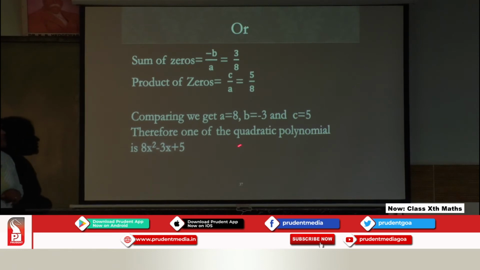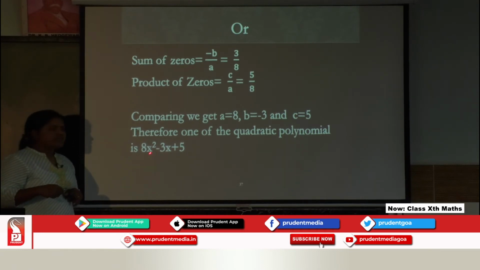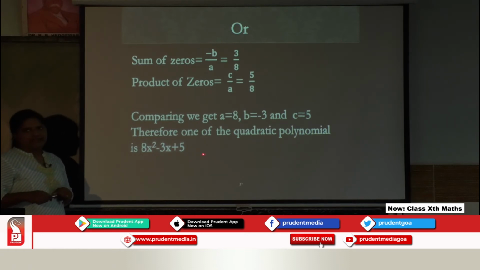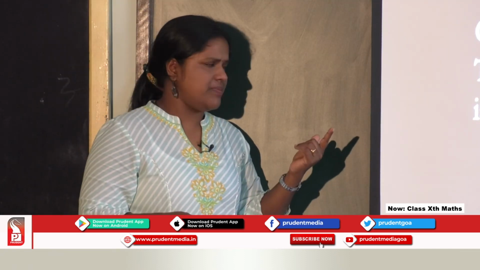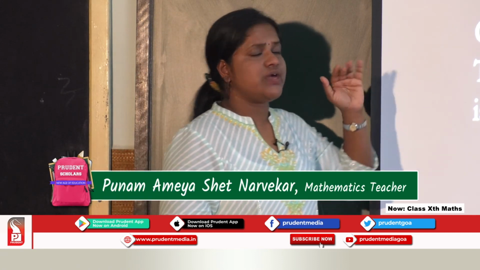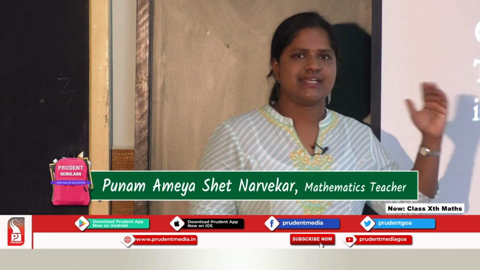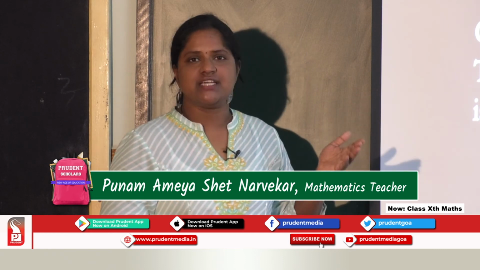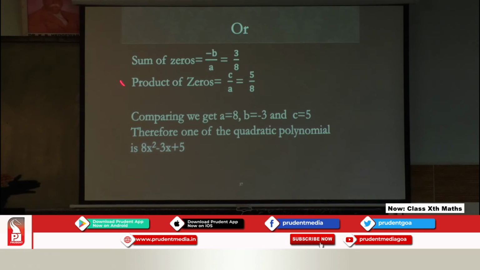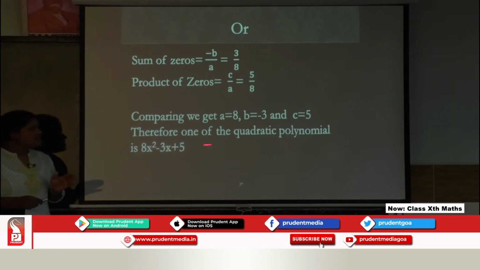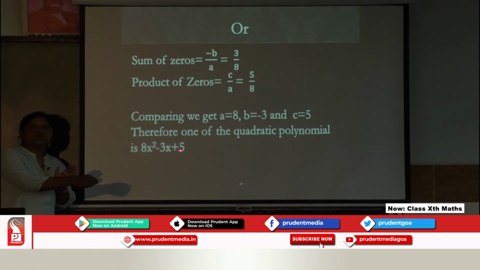Therefore, one of the quadratic polynomial is 8x square minus 3x plus 5. So both answers are same, the previous one and this one. So whichever method you apply, the answer will be same. Either you can go by formula, that is x square minus alpha plus beta x plus alpha into beta, or you can use comparison method. But see that again I am telling, don't write this quadratic polynomial equal to 0.